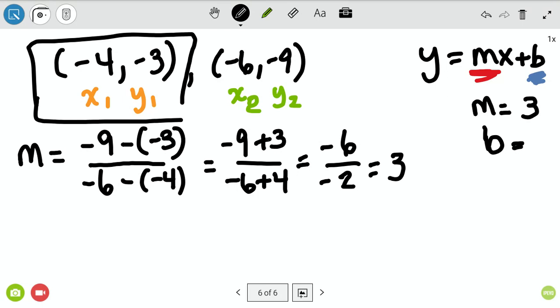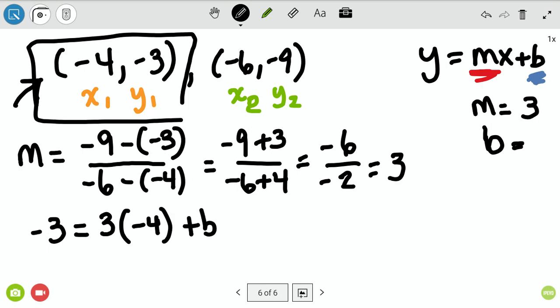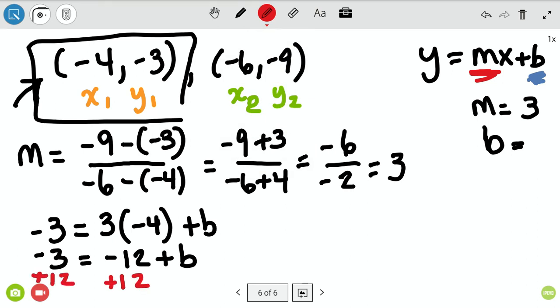So y equals mx plus b. My y here, my orange y here, is -3. So y equals, my m I just found is a 3. My x of the point I'm using is -4 plus b. So now we need to find what b equals. So we've got -3 equals, well, 3 times -4 is -12 plus b. And then I want to move my 12 over, so I'm going to add 12 and add 12. And when I do, I get b equals +9, right?